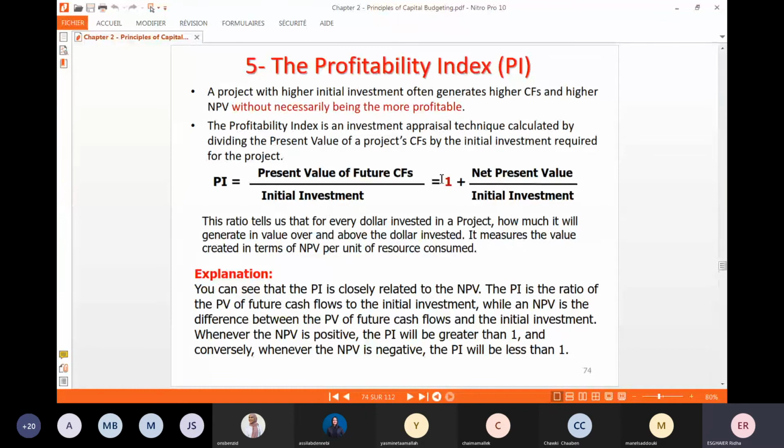Donc تلقى 1 plus net present value over initial investment. هذا شيء يعطينا an idea about, for each dollar invested in this project, in the denominator, how many dollars this project will generate for you. For each dollar invested, how many dollars in the numerator. شو معناتها؟ معناتها each dollar invested will be recovered, and in addition to this dollar recovered, how many dollars you will receive as extra wealth by dollar invested.